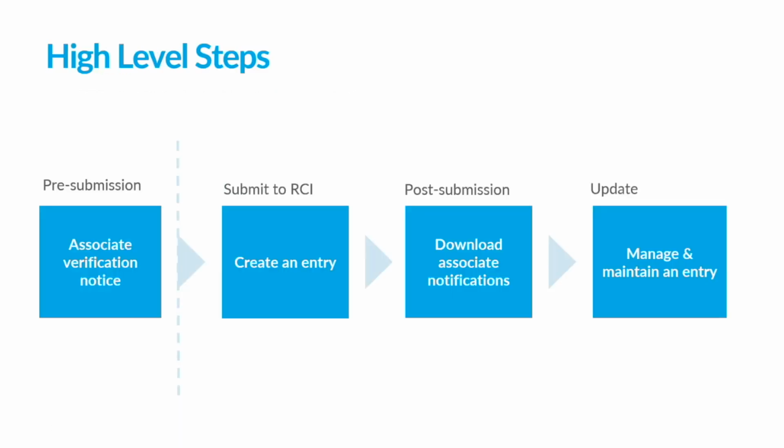We'll just take a broad look at the submission steps here. We recommend you have all the information ready. Firstly, pre-submission checks, including the associate verification notice, which I'll come to. Then the entry is created. Once created, the recorded person should download the associate notifications and share them with the associates. Then maintenance. Changes and updates should be made whenever necessary. For example, where there are changes to the trustees, RCI will need to be updated. Also, if any details change, such as an associate's address, RCI will need to be updated.